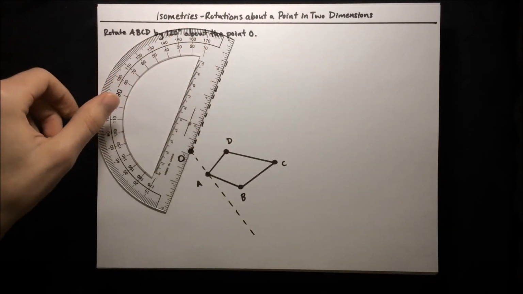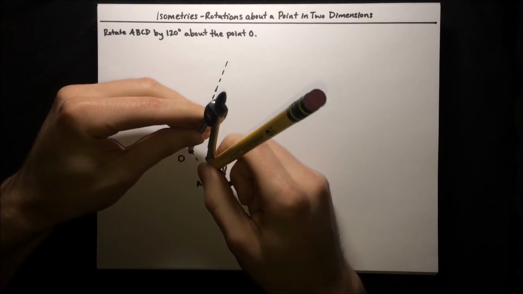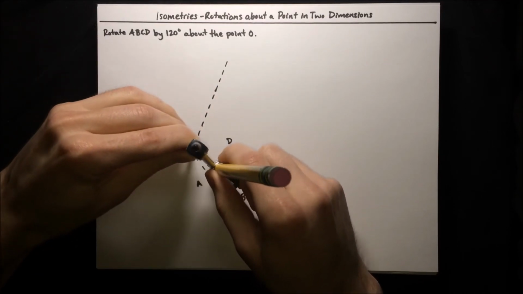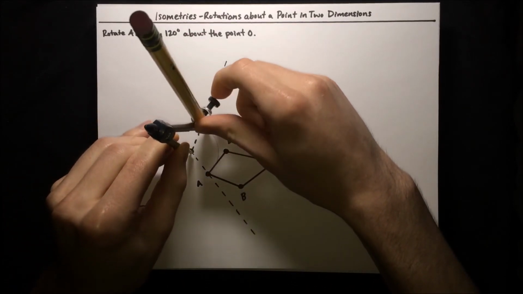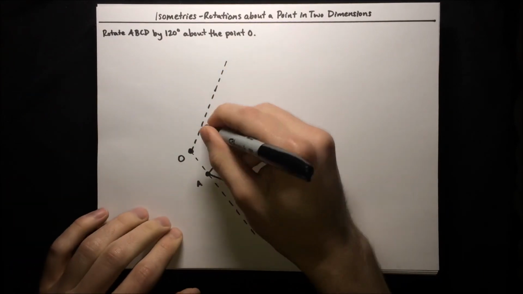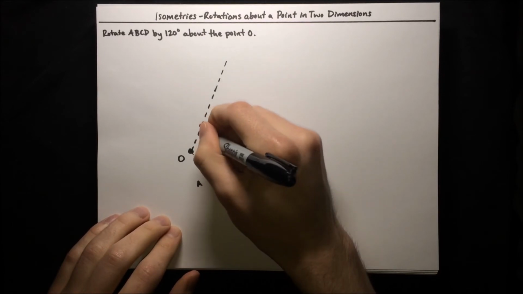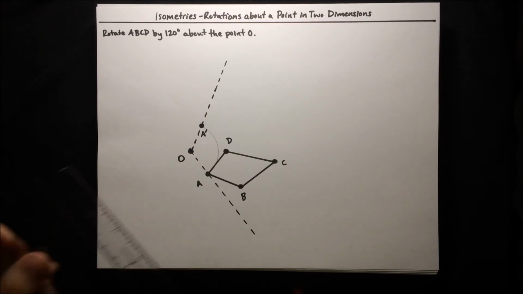And then we can use our compass to figure out where should A go on the other side. Where should A prime go? So let's put our compass and rotate it around, see where it intersects. Okay, there we go. We've got our point of intersection. It's right here. So that's going to be our point A prime. And now we'll just do the same thing for all the other points.